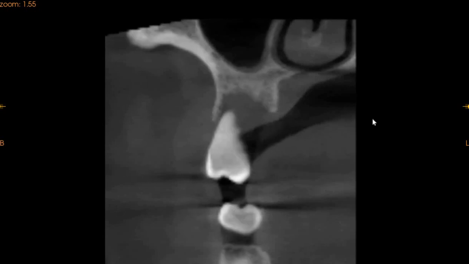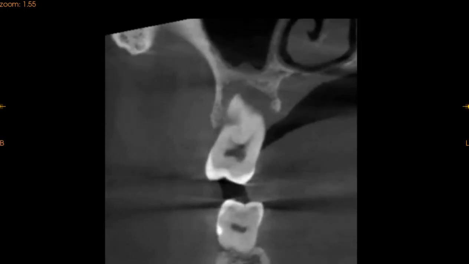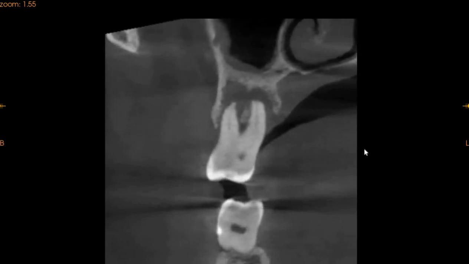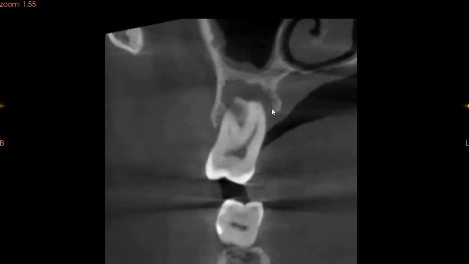When we look at the second molar, we can clearly see that it has very severe bone loss. The palatal root, the mesial root, the distal root, they're all associated with major periapical radiolucencies. And we don't have sinus perforation, we don't have sinusitis. This is normal mucosal thickening. So this tooth is completely hopeless.